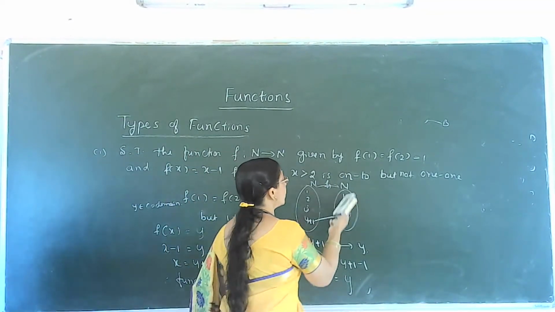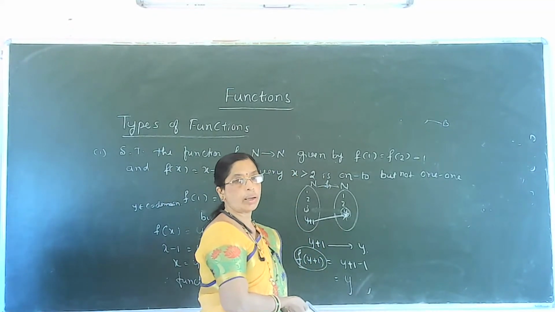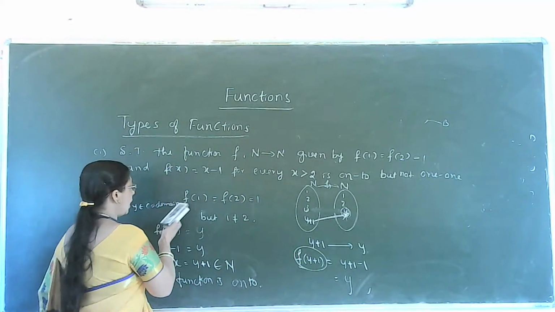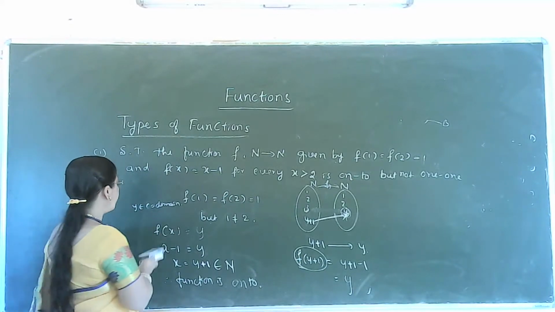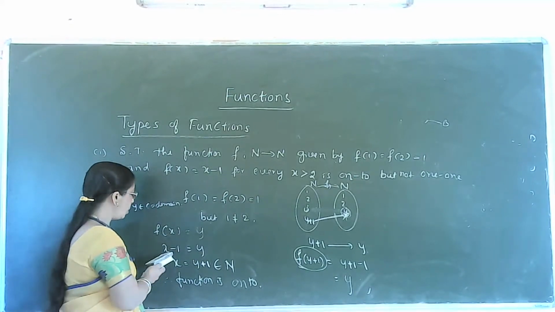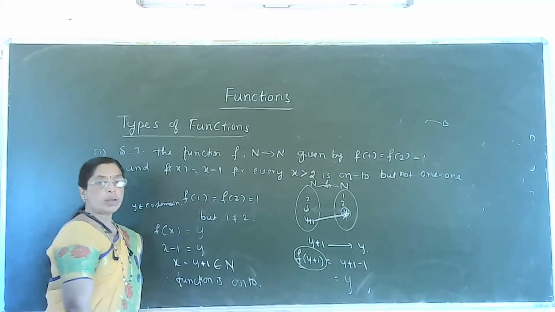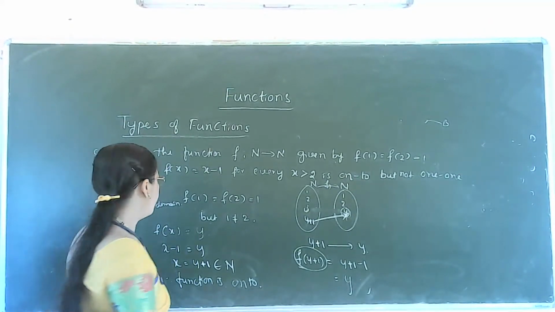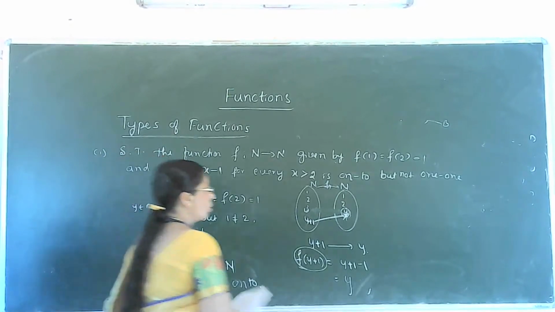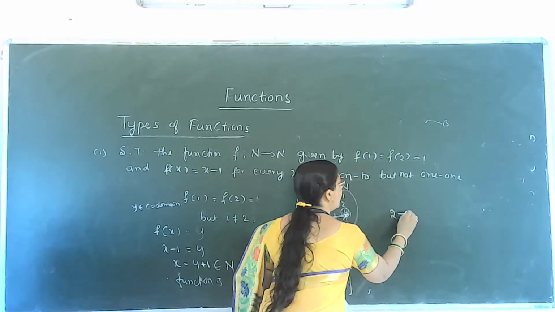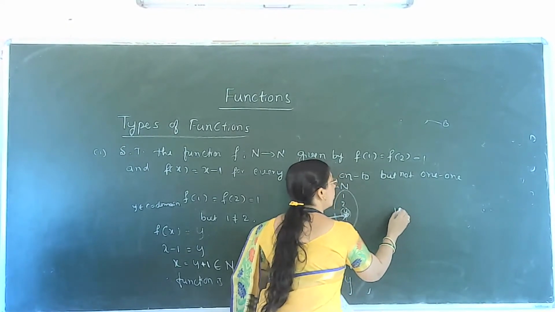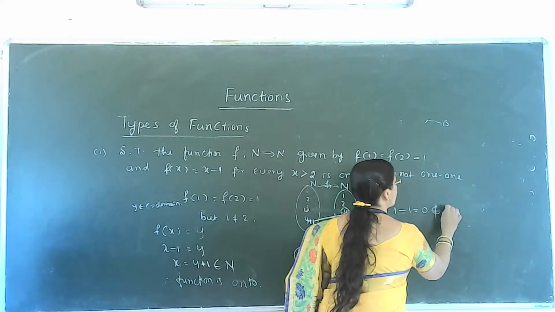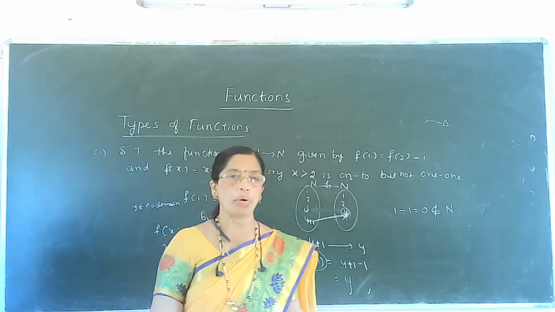We can't check every element here because it's an infinite set. Therefore, we check like this: any element y belonging to the codomain, f(x) equal to y, then we write x equal to y plus 1. If it were y minus 1, it would not belong to N, because if y is 1, then 1 minus 1 is equal to 0. 0 does not belong to N. Therefore, that would not be an onto function.